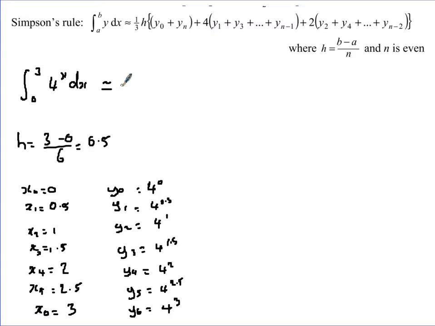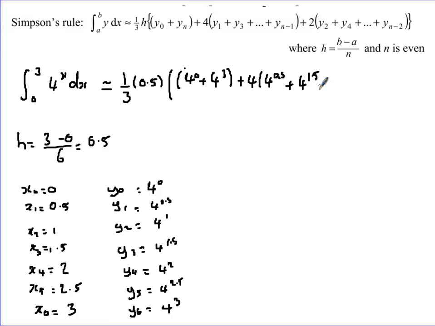So we then put those values in, so it's a third h, now h is 0.5, and then it's adding our first and last points, so y0 and yn, so 4 to the 0, yn is 4 to the 3, plus 4 lots of the odd y's, so that's 4 to the 0.5, 4 to the 1.5, and 4 to the 2.5, and then we're adding 2 lots of the even y's, so that's 4 to the 1, 4 to the 2, and then that's your lot, because your 4 to the 3 is used at your endpoint there.